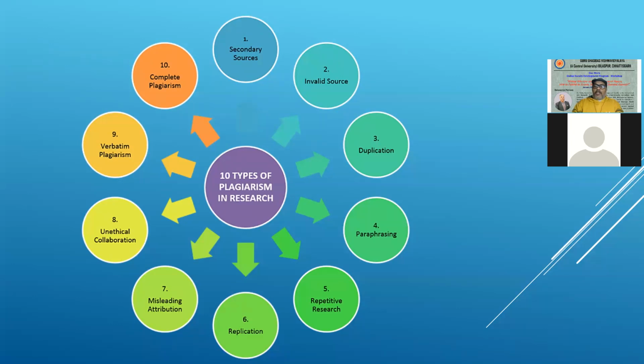But if this particular content goes into the software again, there is a high likelihood, you can say from the statistics, of getting flagged for plagiarism, because somewhere in this world some source is available. So an invalid source is also one type of plagiarism in research. Next is duplication of the facts and figures.